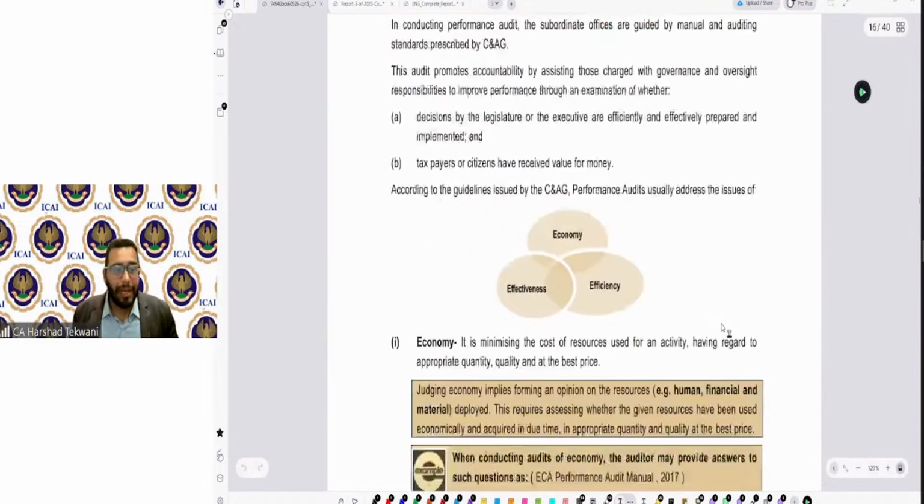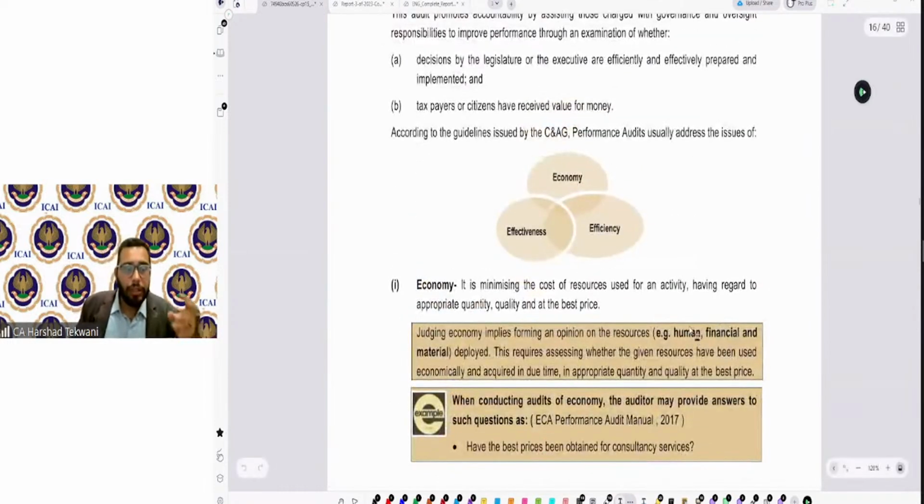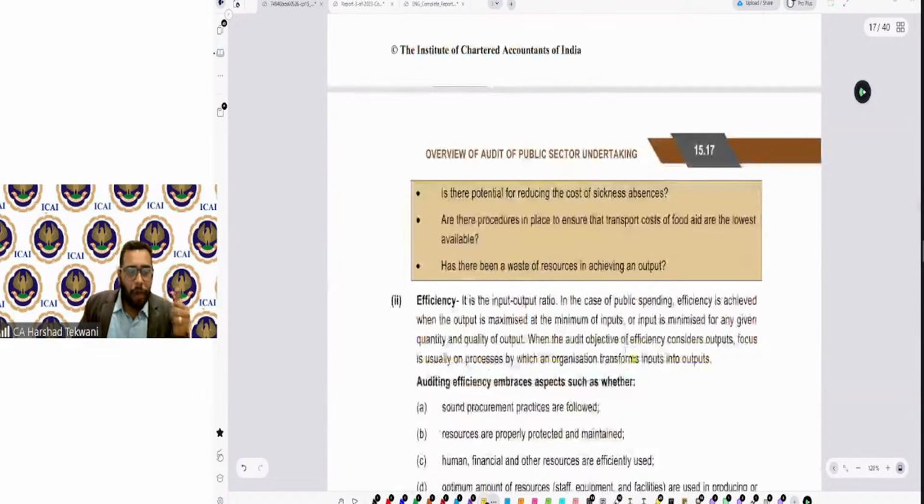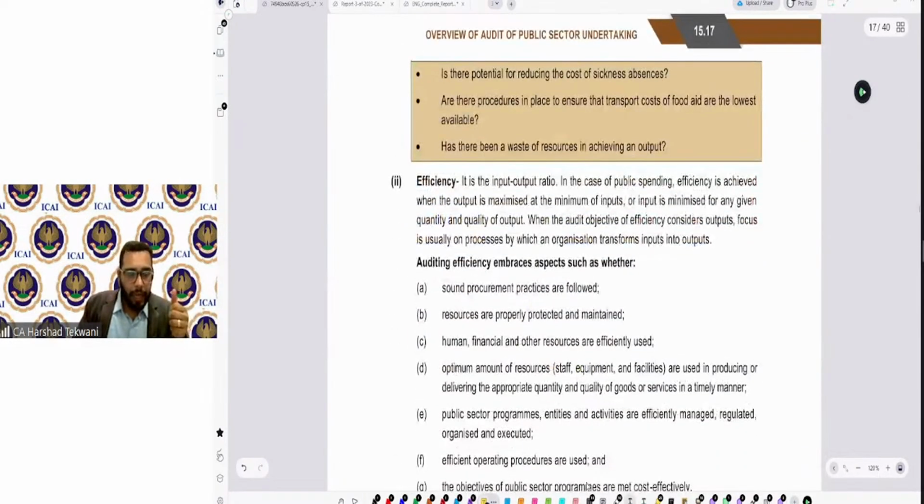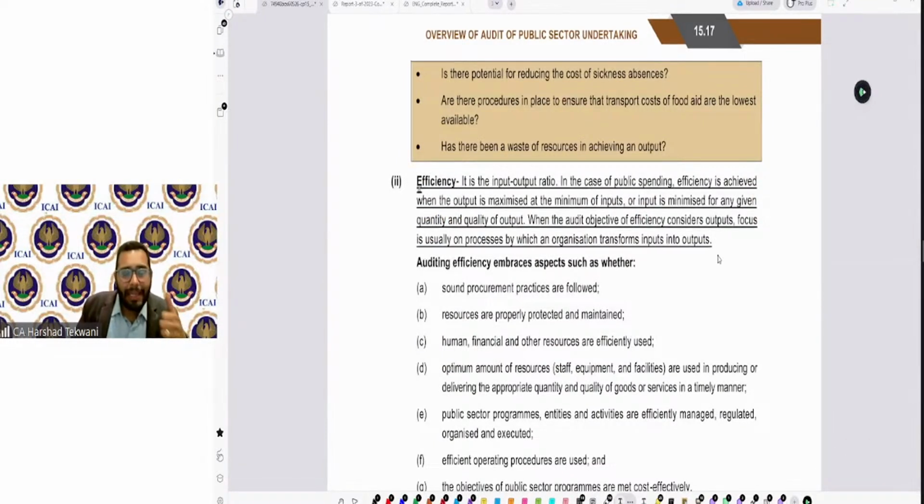So with respect to criteria, I talk on three things in a performance audit. I talk on economy. That is how I can minimize the cost of resources used for an activity. I talk on efficiency. That is input-output ratio. Like how much I am getting by spending a particular amount. How can I maximize the output within given input?